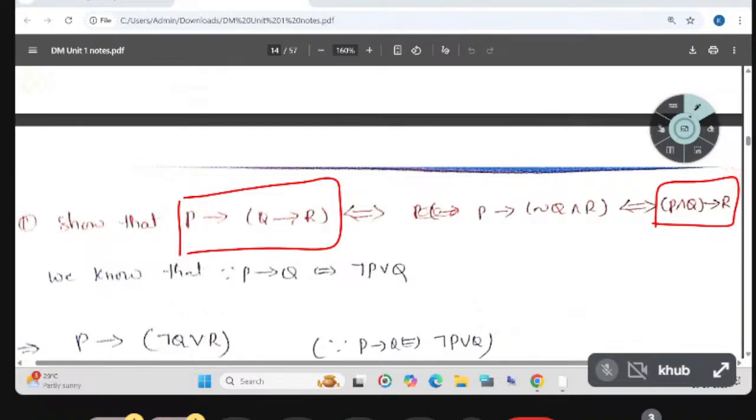So what is P implies Q? What is the P implies Q value? Negation P or Q. Negation P or Q, we can write it as, how can we write? P implies Q is negation P or Q. So where we are writing P implies Q, there we are writing it as negation P or Q.